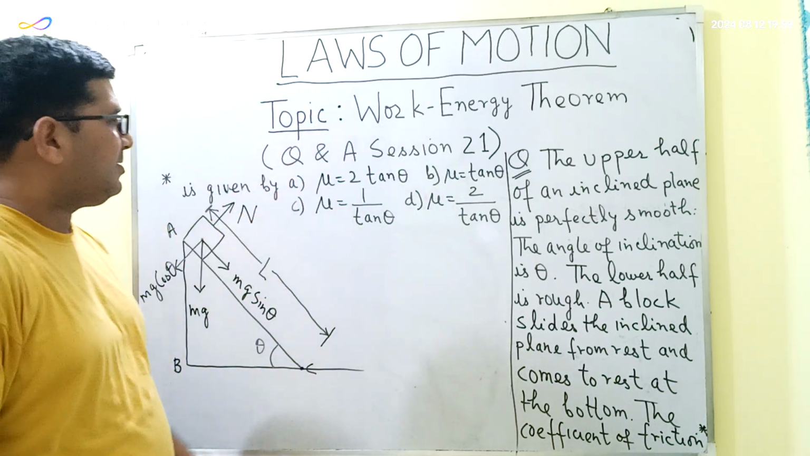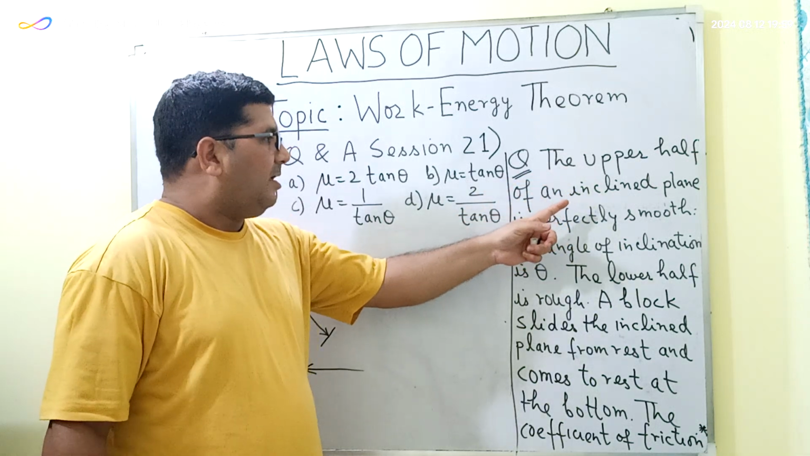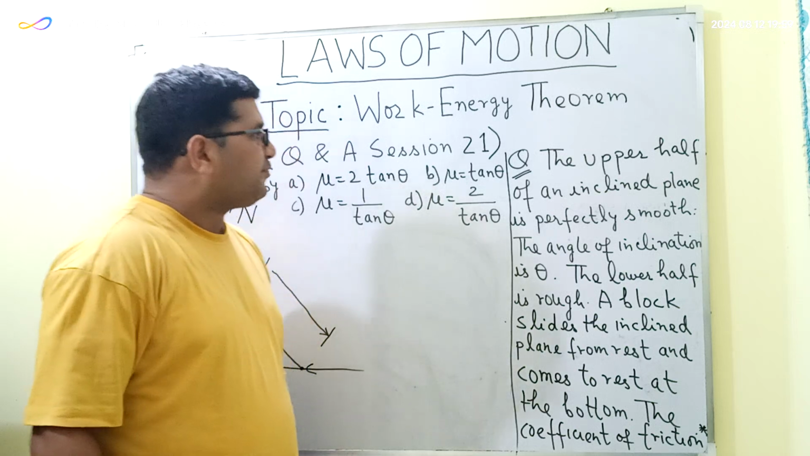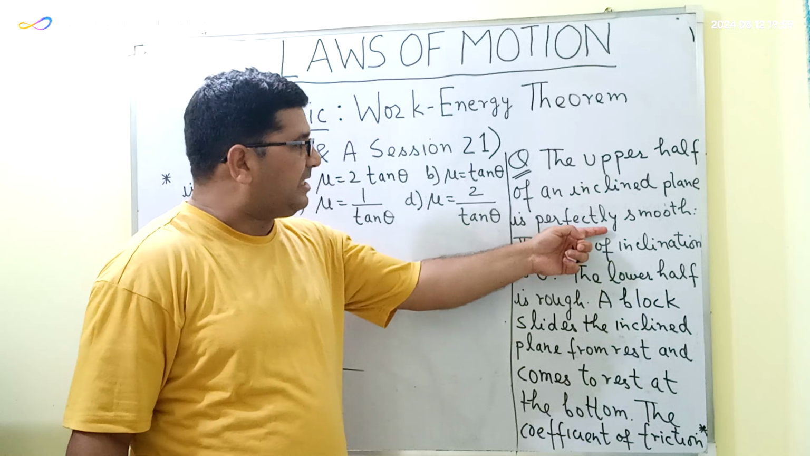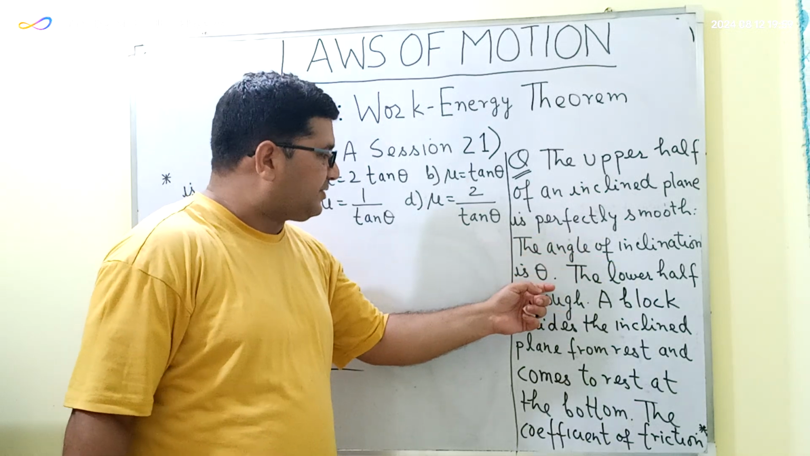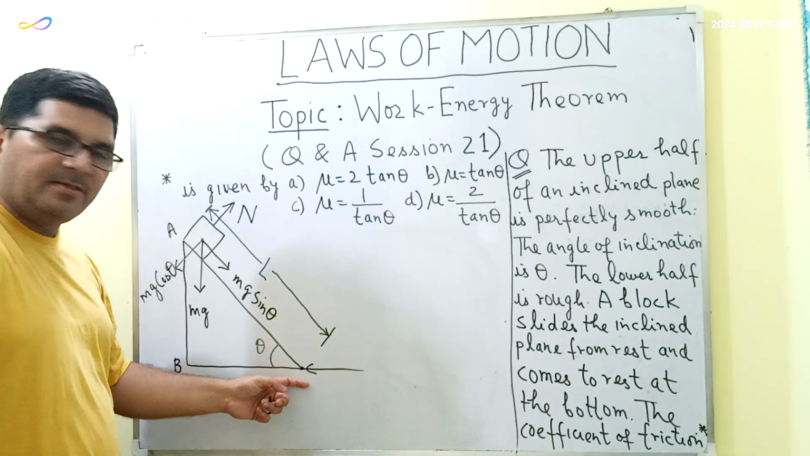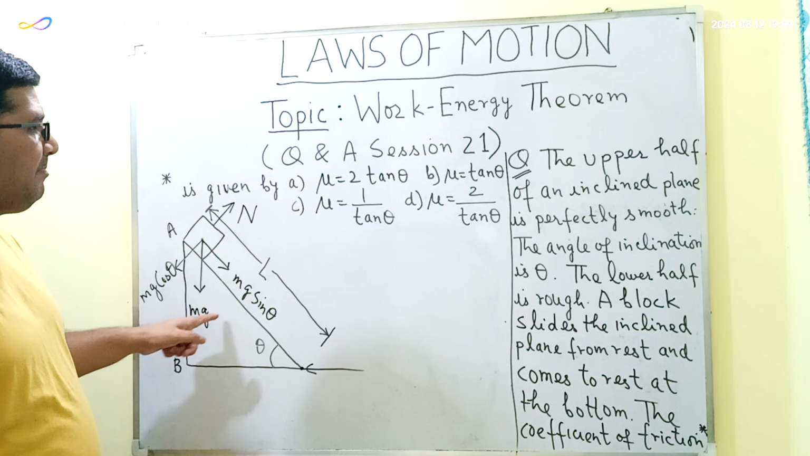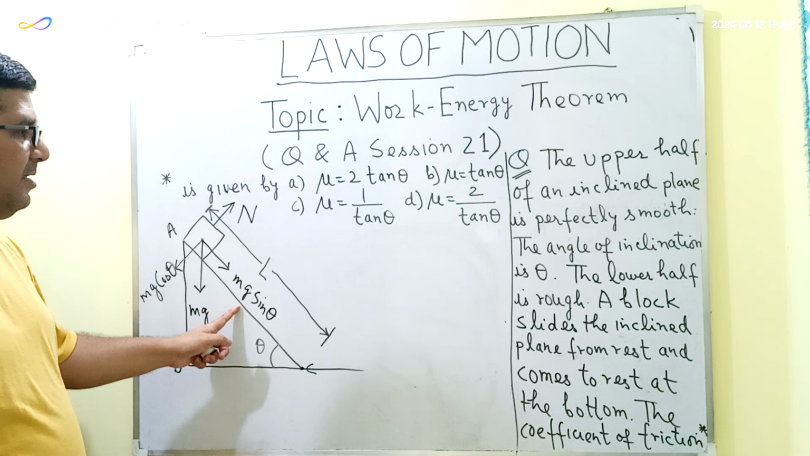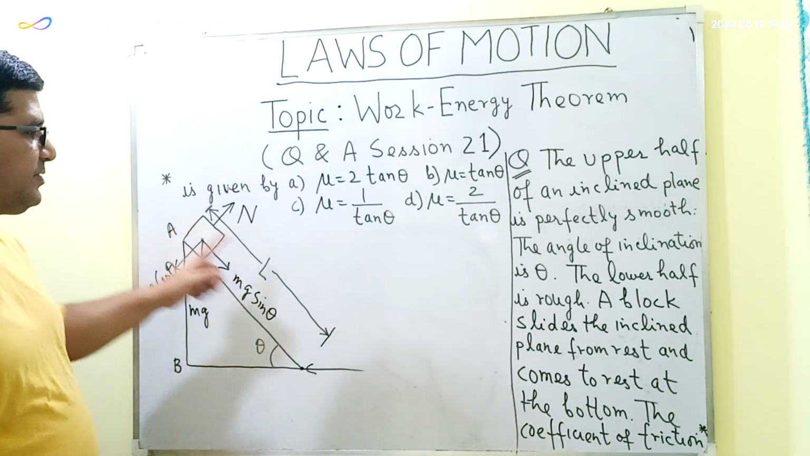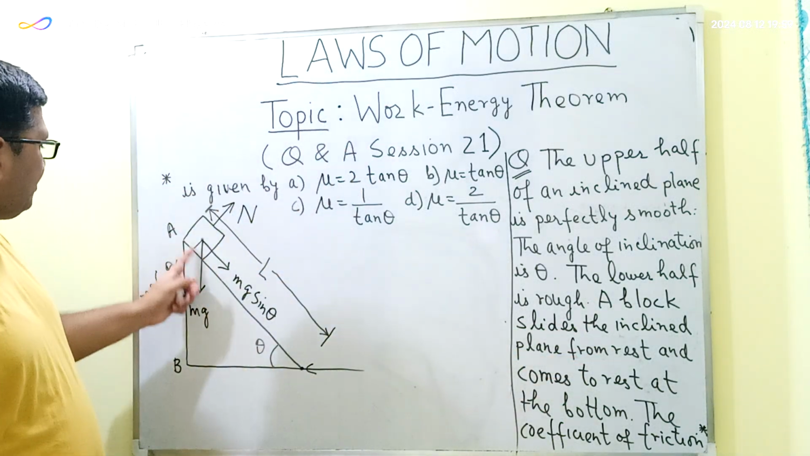The topic is the work energy theorem, and I have taken one question which was asked in a medical entrance examination a long time back. The question is: the upper half of an inclined plane is perfectly smooth and the angle of inclination is theta. This is the figure which I have already drawn here. AC is the inclined plane, and the upper half of this inclined plane is perfectly smooth, that is, it is frictionless. The lower half of this inclined plane is rough, and there is a block which slides down the inclined plane from rest and comes to rest at the bottom.